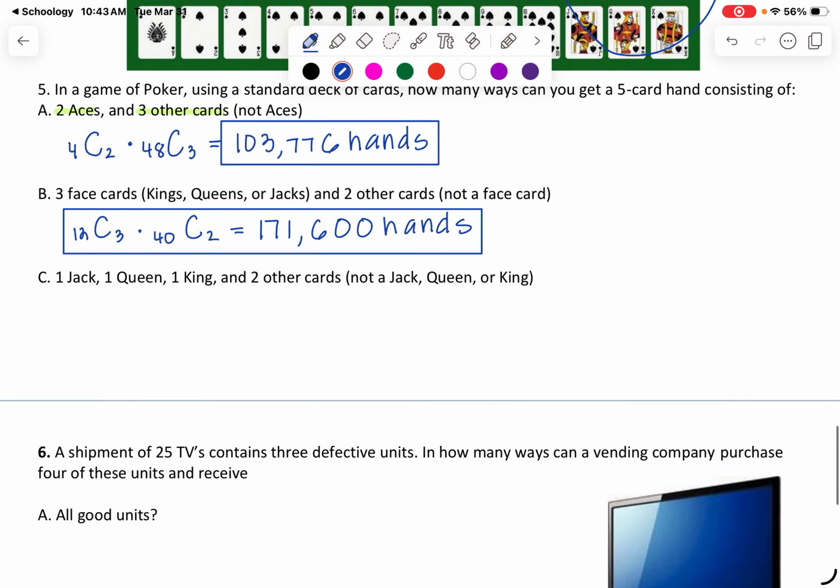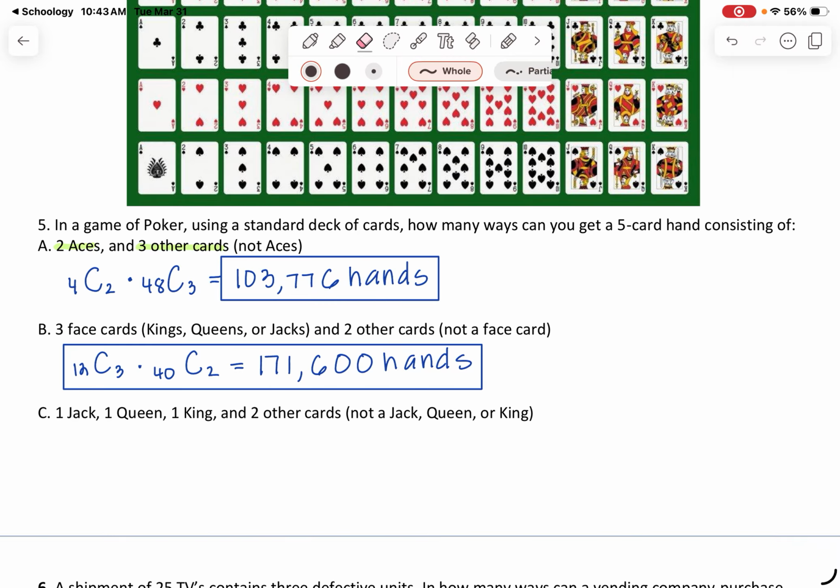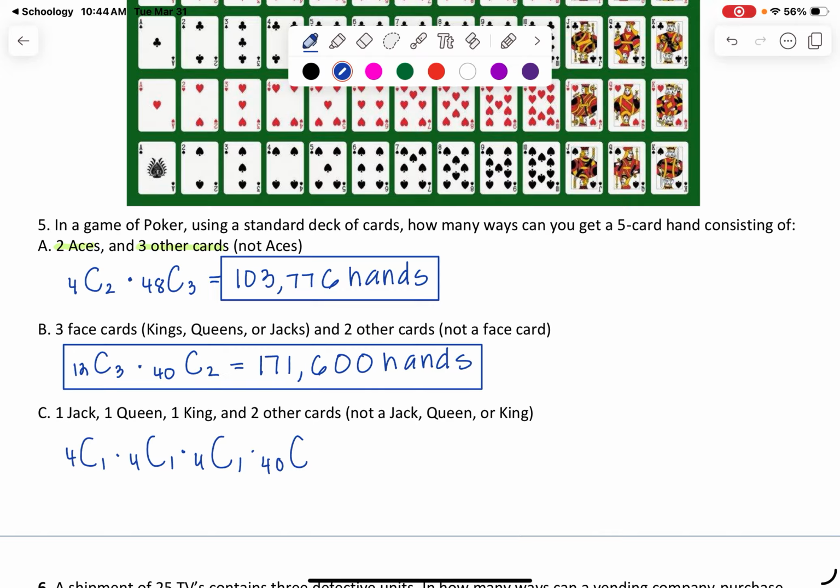All right, next we have 1 jack. Look at your jacks. There are 4 of them, so you're choosing 1. And 1 queen, there's 4 and you're choosing 1. And 1 king, there's 4, you're choosing 1. And then 2 other cards, so not a jack, not a queen, not a king. Get rid of the 12, so once again you have 40 left, and you're choosing 2 cards. Sorry, I know how to count, I swear. Put that in your calculator, and there are 49,920 different hands that have that.